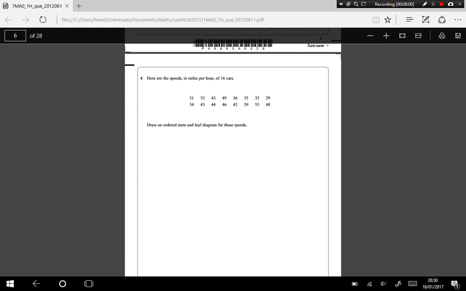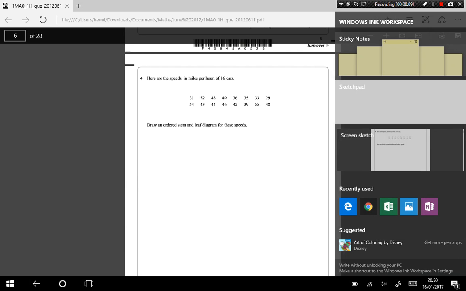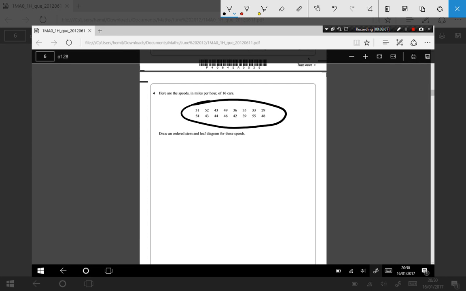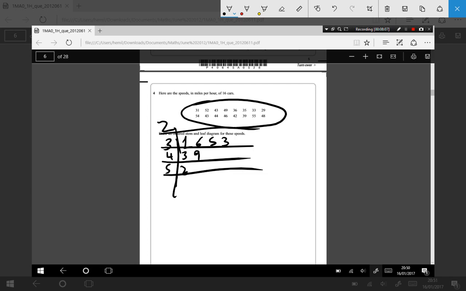So now, next question. Here are the speeds in miles per hour of 16 cars. Draw an ordered stem and leaf diagram for these speeds. So let me just bring up screen sketch. As you can see, we have all these values. All we have to do is draw an unordered stem and leaf diagram, and then we'll draw the ordered one. So 3, 4, and 5. So 31, there's one there, there's a 2 there, there's a 3 here, there's a 9 here, there is a 6 here, there is a 5 here, there is a 3 here, there is a 2 as well. Okay, 2 here, there's a 9 for the 2, a 4 for the 5, a 3 for the 4, a 4, a 6, a 2, 9, 5, and 8.